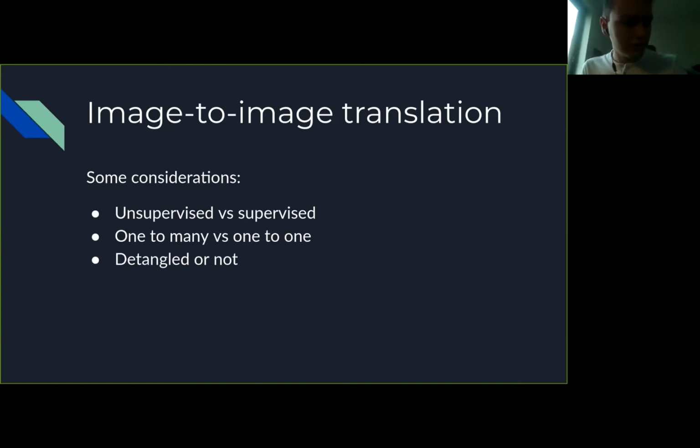Then there's a second consideration, which is one-to-many versus one-to-one. One-to-many means that if I have one image from one domain, I can generate multiple images from the other domain, meaning that I have to do some type of disentangling, and that means separating the semantic space of an image from the stylized space of an image.